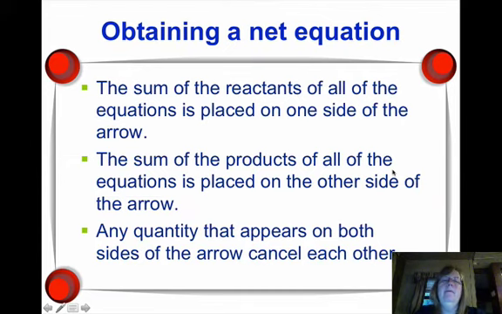Again, this is just summarizing what we do when we add equations together. The final equation is called the net equation. The sum of the reactants of all the equations is placed on one side, the sum of the products is on the other side, and any quantity that appears on both sides of the arrow will cancel out. You have to pay attention to the state and also to the quantity. If you had 2 moles of water on one side and 1 mole of water on the other, you could cancel 1 mole from each side, but you would still have 1 mole of water left on the side where you had 2 moles.